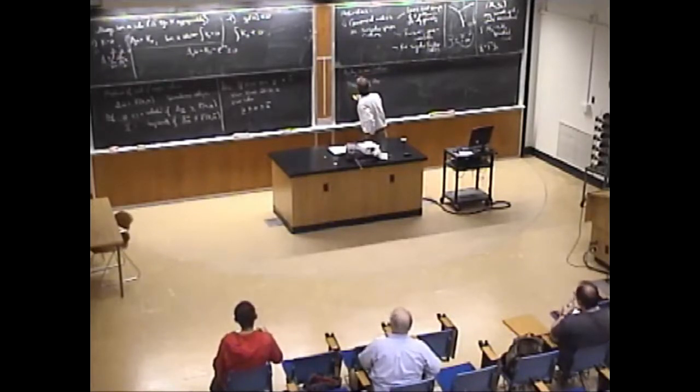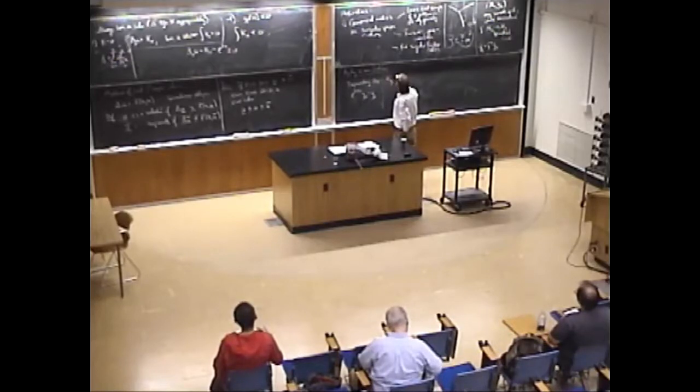Okay, so here's my first step, my preparatory step. I want to define e to the 2 u naught times g naught. I'm going to call this g1. And I'm going to choose this so that k of g1 is strictly negative everywhere on the surface.